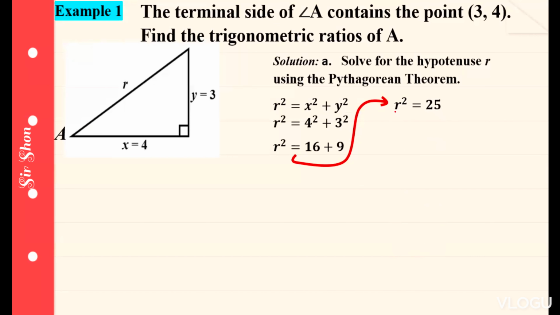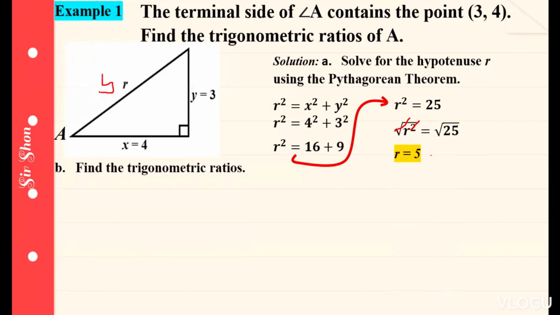To solve for R, because there is a square beside it, we have to apply the square root property. To extract the square, we cancel the square root and the square. Therefore, R equals the square root of 25. What is the square root of 25? The answer is 5. Therefore, the measure of the hypotenuse here is 5. We have to write 5 here.